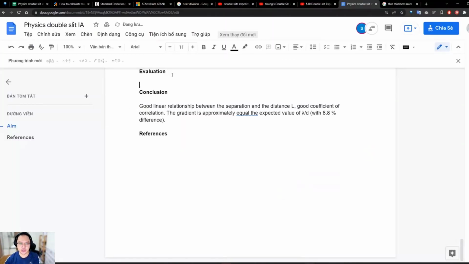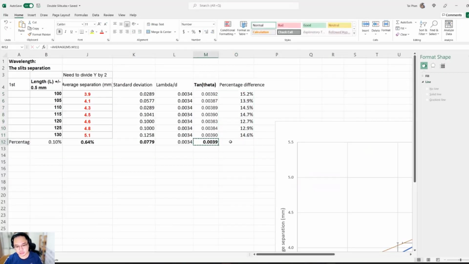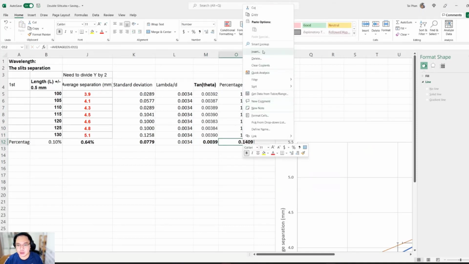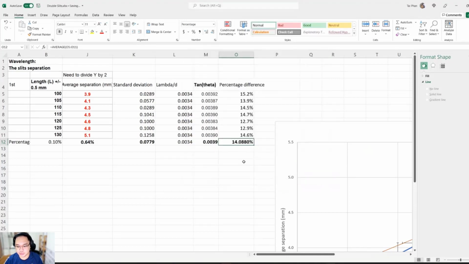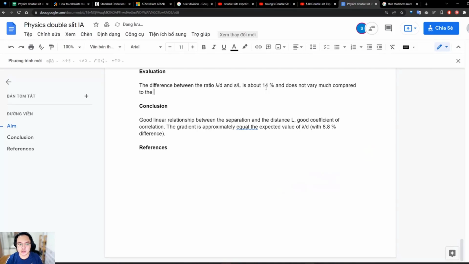The difference between the ratio lambda over d and the separation S over L is about 14%, if we take the average. 14%, which is just not very much compared to the change of the distance L, which is 30%.